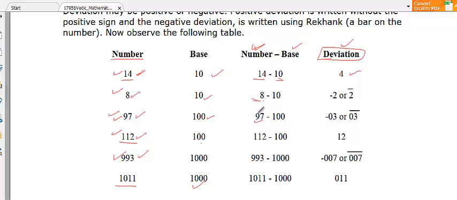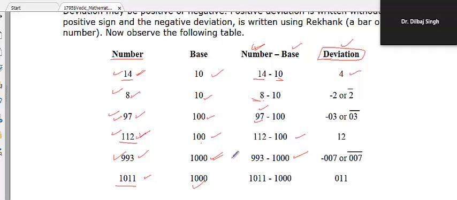So here 97 minus 100, you will get minus 3. Then 112 minus 100: the number is 112, the base is 100, so you will get 12. Now 993 minus 1000, you must know the base of each and every number. So you will get minus 7.